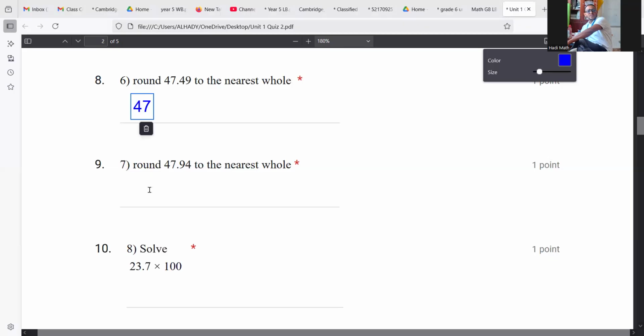This one, with the same idea, 47.94. The whole number is 47. Look at the first digit after the decimal point, which is the tenths digit, 9. So 9 is more than 5, so you're going to add 1 to the 47. It's going to be 48. And this is how you do it.